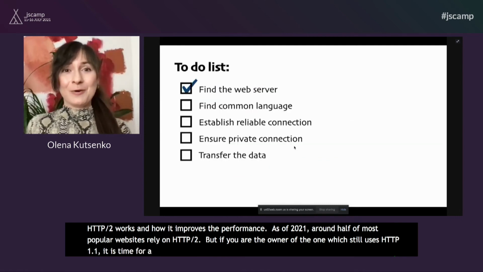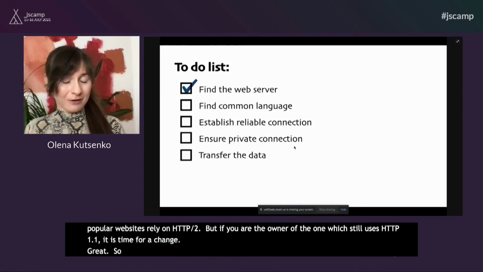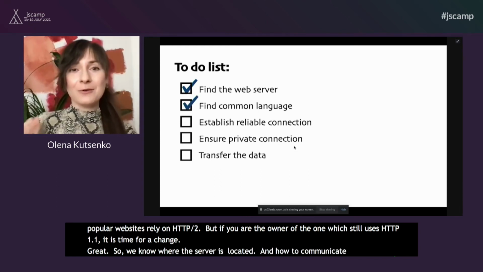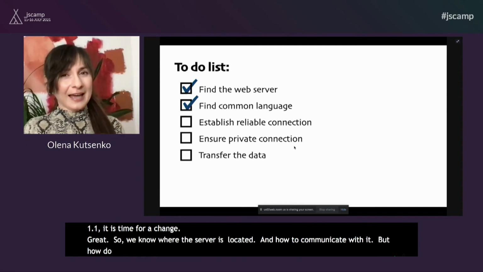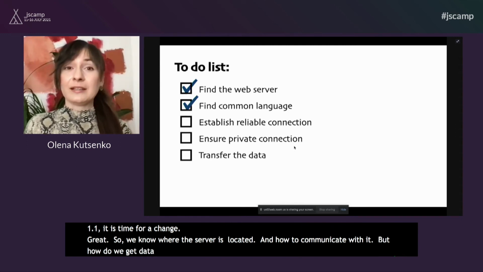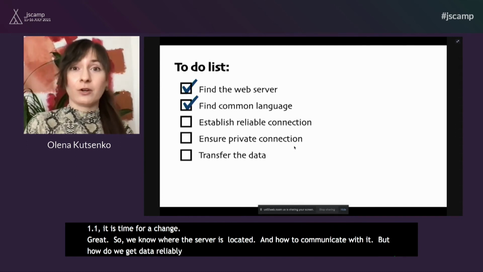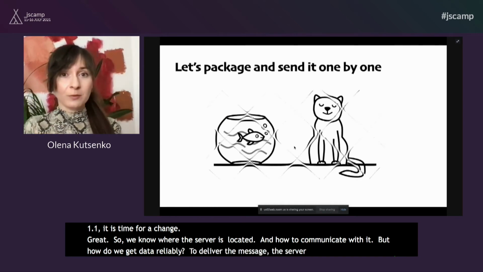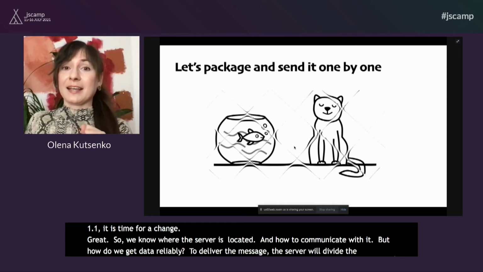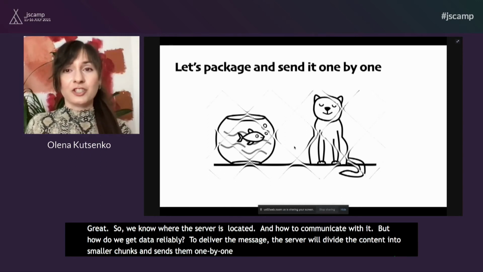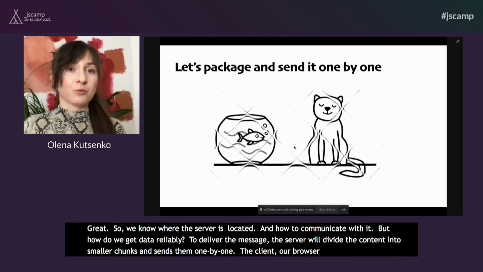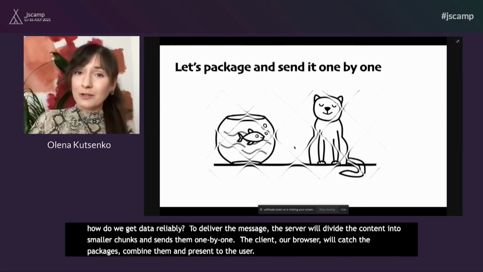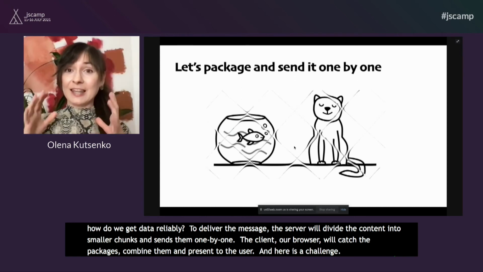Great. So we know where the server is located and how to communicate with it. But how do we get data reliably? To deliver the message, the server will divide the content into smaller chunks and send them one by one. The client, our browser, will catch the packages, combine them, and present them to the user. And here is the challenge. While on the road, many things can go wrong.